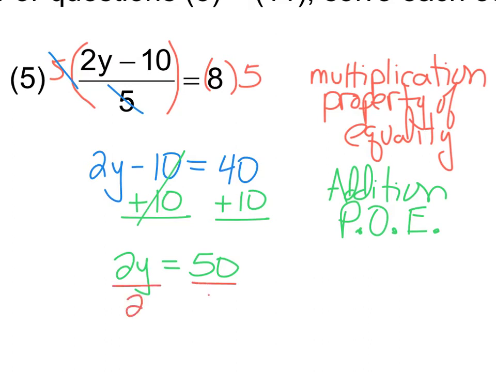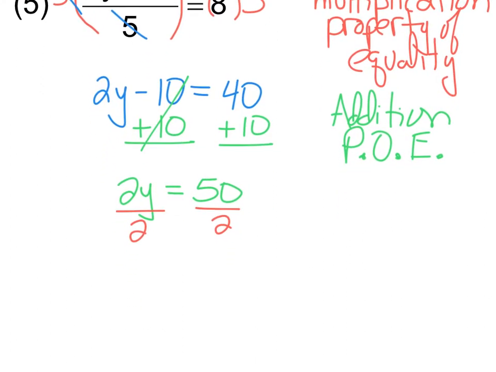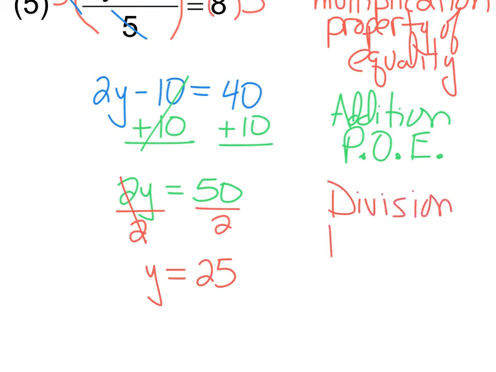Divide by 2. So we get a clean result here, shockingly, not shockingly. Y is equal to 25. What property of equality did I use there? Division, yeah. I'll just write it out.